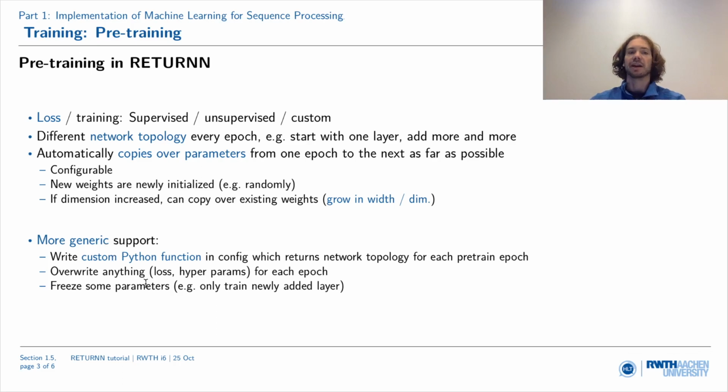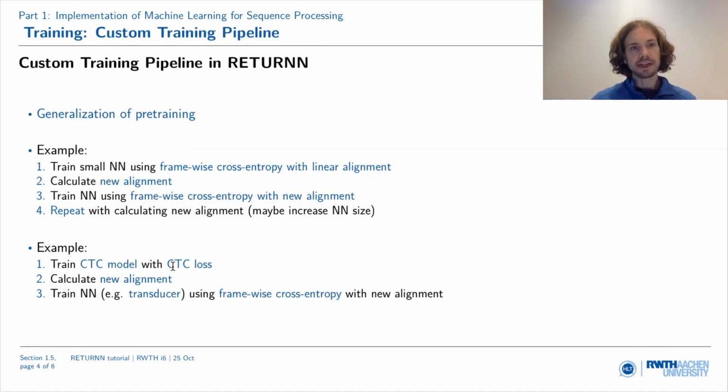A generalization of that is a custom Python function you can define in a config, and you can override really any kind of setting in this function for each epoch, like the loss or hyperparameters like batch size and so on. You can also freeze some of the parameters. Then we generalize it even further to a custom training pipeline, which can be seen as a generalization of pre-training. For example, you can have this training pipeline train a small neural network using frame-wise cross-entropy with a linear alignment, and then calculate a new alignment. Then train a neural network again using cross-entropy with the new alignment, and repeat that process to realign. Or as another example, you could use a CTC model with CTC loss, train that, and calculate an alignment. Then you can train a more powerful model like a transducer and use cross-entropy with the new alignment. All of that is possible to specify in one single config in returnn.